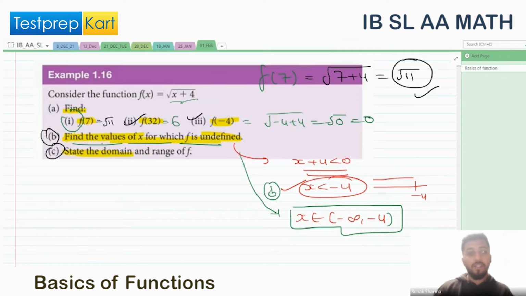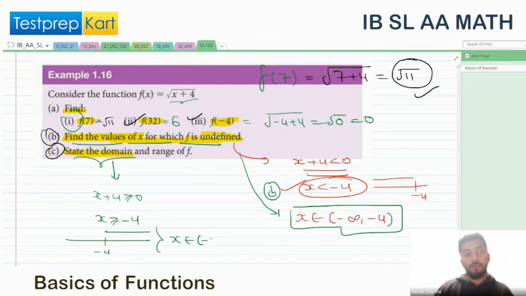But now they're asking for the domain. So what is the domain concerned with? The values of x which make the function well defined. So for that, my x plus 4 should be greater than or equal to 0. So x should be greater than or equal to minus 4. That means minus 4 and all the values that are greater than it. So the domain is minus 4 to infinity. Got it?